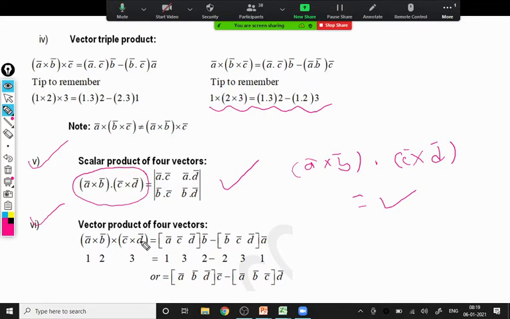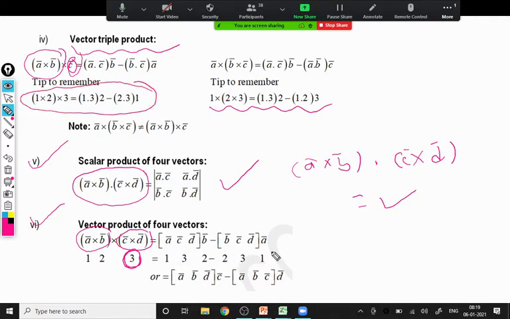So A cross B cross C cross D. Now this quadruple product you can treat like a triple product also. For example, these A and B are as they are, considered as 1 and 2. Instead of C, we can take C cross D as 3. So you can observe 123 is 132 minus 231. It is the same formula we used here. 132 minus 231. So it is 132 now in this case.